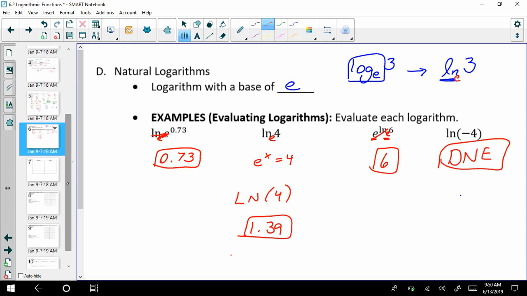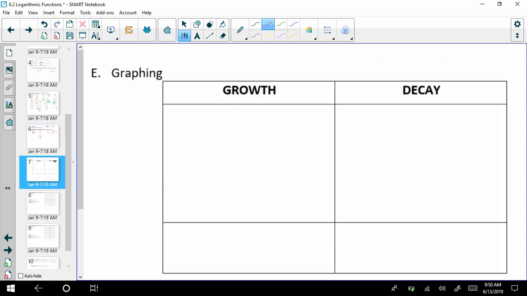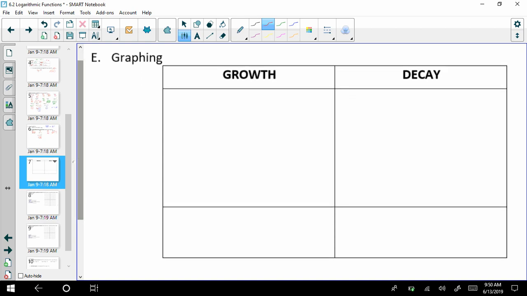Okay, the last thing I want to focus on today are the graphs of logs. And if you were able to graph the exponential functions from last time, graphing logs is also very similar. So there are 2 types of logarithmic functions, growth and decay, just like last time. Let's look at the growth ones first. So if it's a growth, it'll be in this form. Log base b x. And what makes it a growth, b will be greater than 1. My base will be greater than 1.